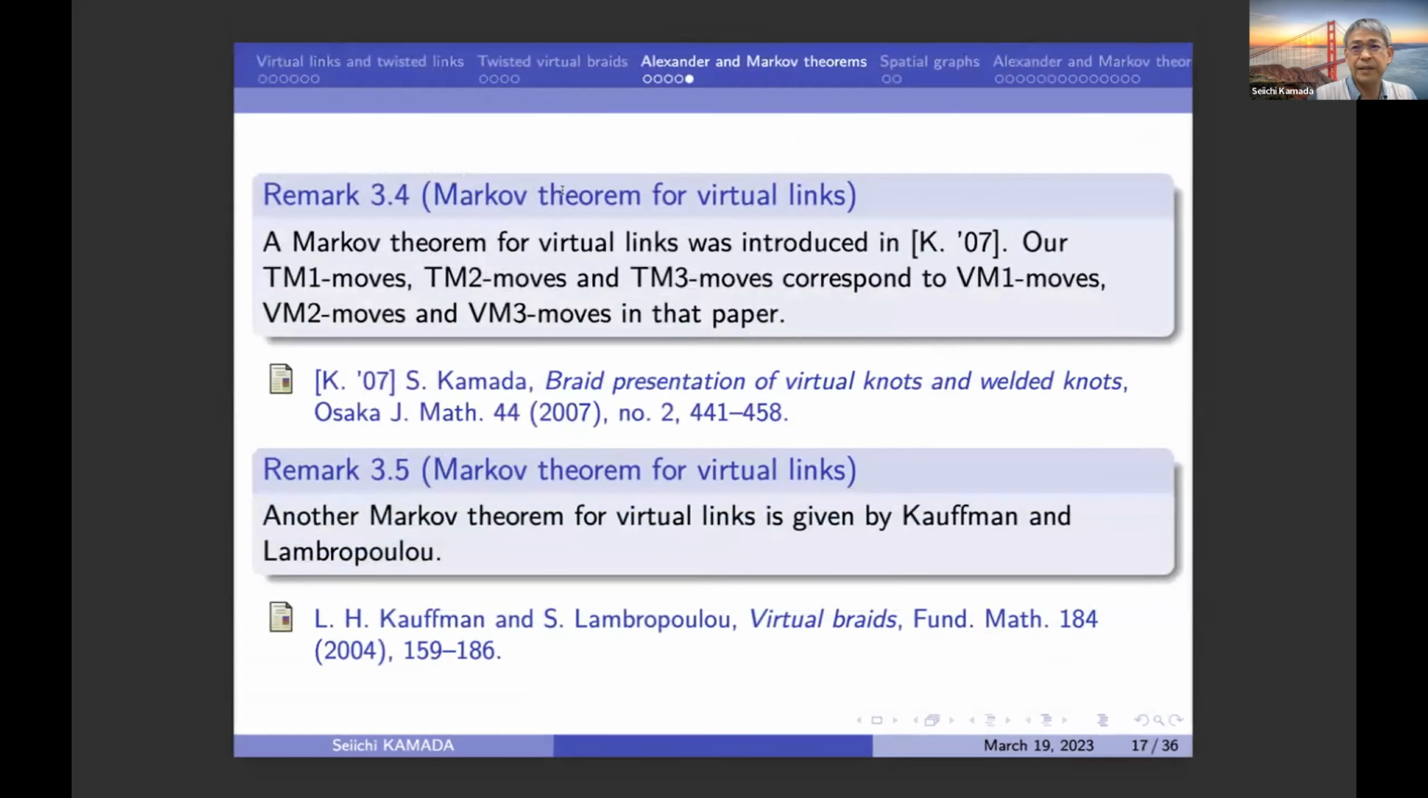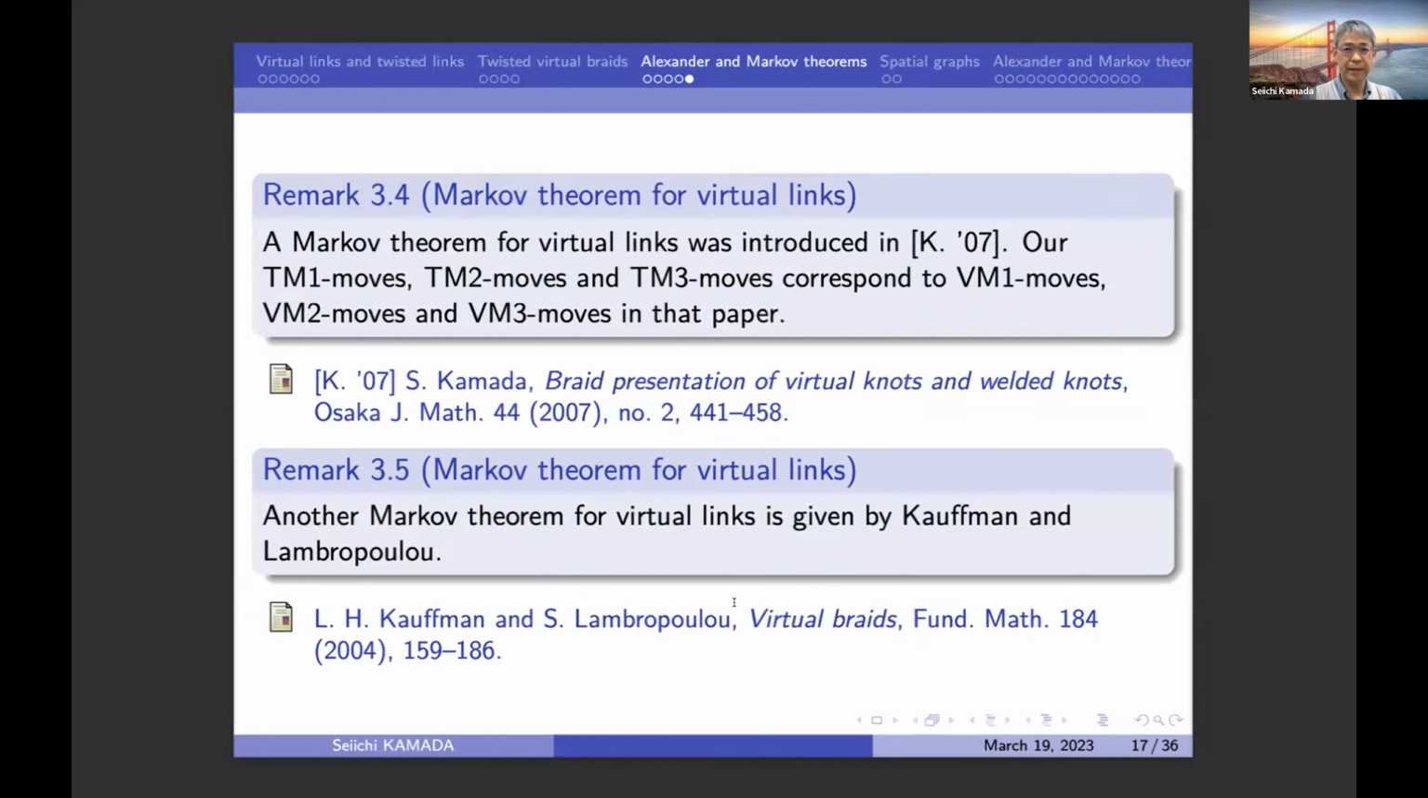And another remark, it is known Markov theorem for virtual links. It is in my paper in 2007. So our Markov theorem for virtual links was introduced in this paper, and our twisted Markov moves of type 1, type 2, type 3 correspond to virtual Markov moves of type 1, type 2, type 3. They are corresponding. And another Markov theorem for virtual links is given by Kauffman and Lambropoulou in this paper. And their Markov moves are different from our moves. So this is a braid presentation for twisted links.